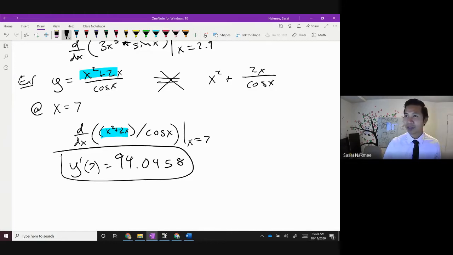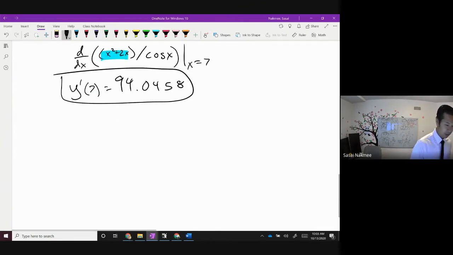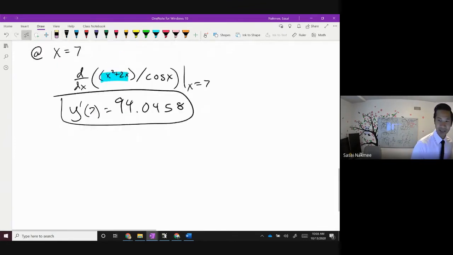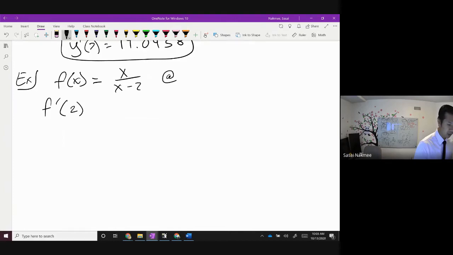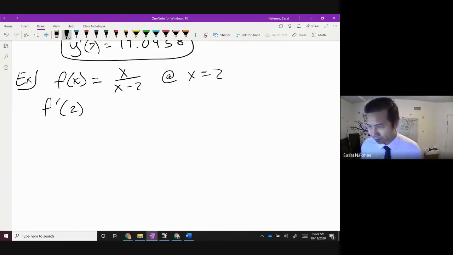Let's have you guys try this one. Actually, I should have put this slide in. I don't know why I didn't. Can you guys go ahead and try this example? Let's see what you guys get for this one. Let's say I have here f of x is equal to x over x minus 2. And I want the derivative evaluated at x equals 2. So can you guys go ahead and try that real quick? See what you guys get.